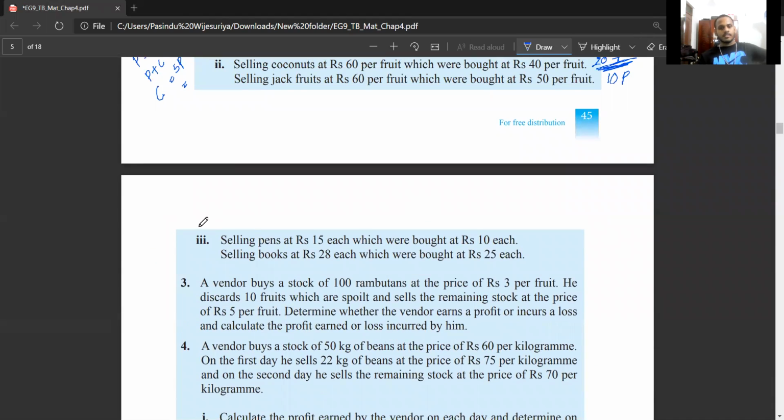Twice the profit. Here, selling pens at 15, bought at 10. So there's a rupee 5 profit. Selling books at 28, bought at 25. So here it's rupees 3, and here it's rupees 5. This one has the higher profit. This also has a profit, but this one has a higher profit.